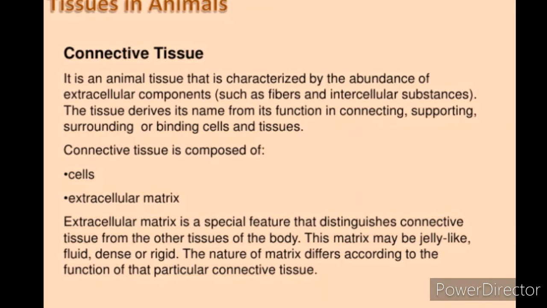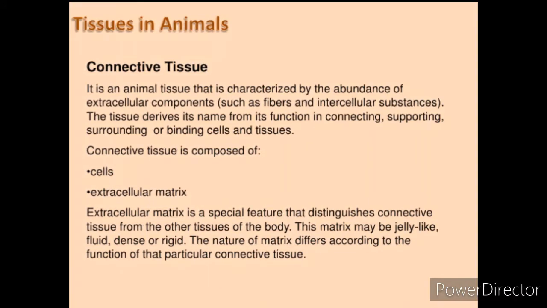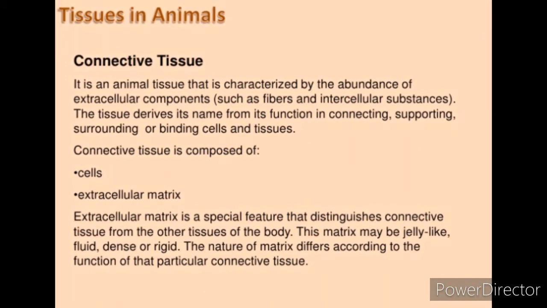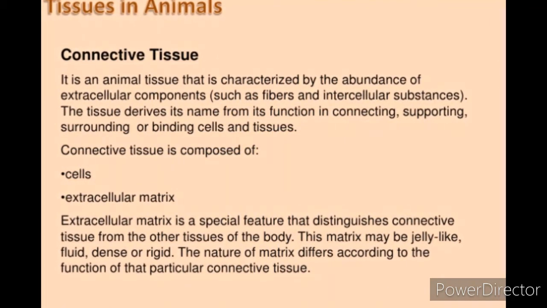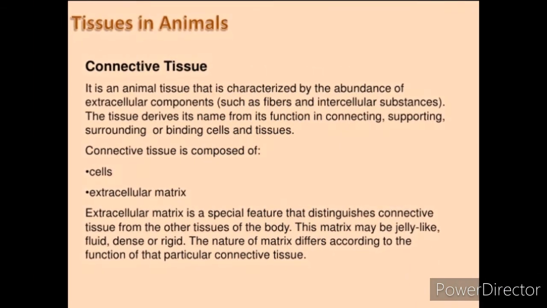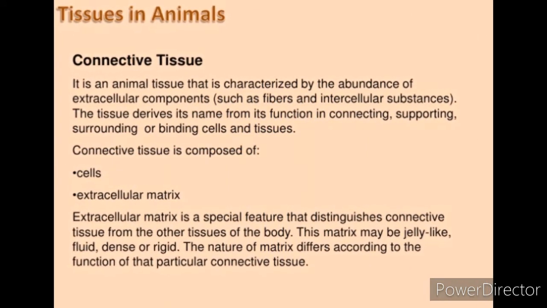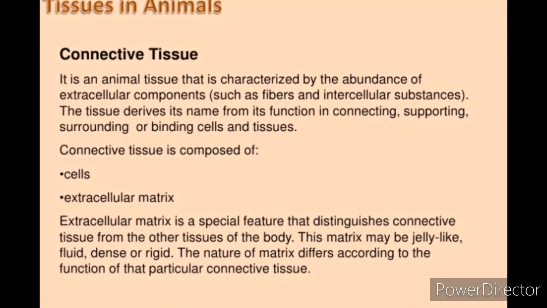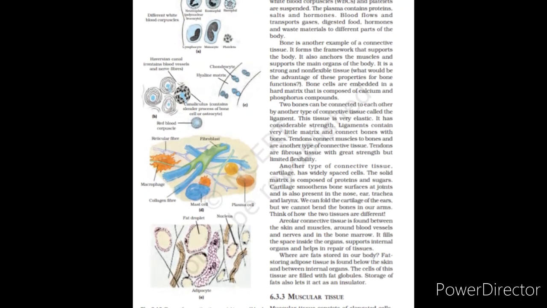Moving on to connective tissue. Blood is a type of connective tissue. Why would it be called connective tissue? We already discussed that blood flows to transport oxygen, food, hormones, waste materials, and so on. The cells of the connective tissue are loosely spaced and embedded in an intercellular matrix. The matrix may be jelly-like, fluid, dense, or rigid. The nature of the matrix differs in accordance with the function of the particular connective tissue.